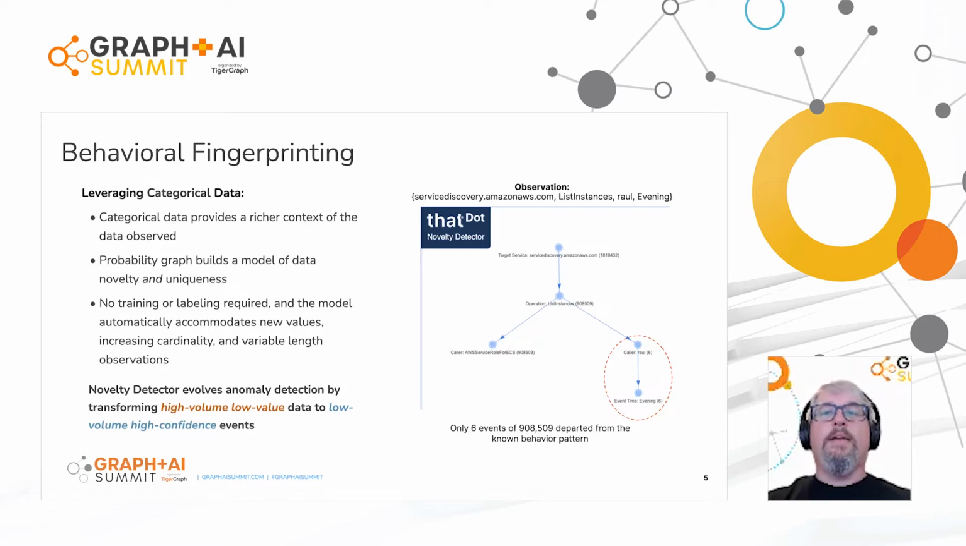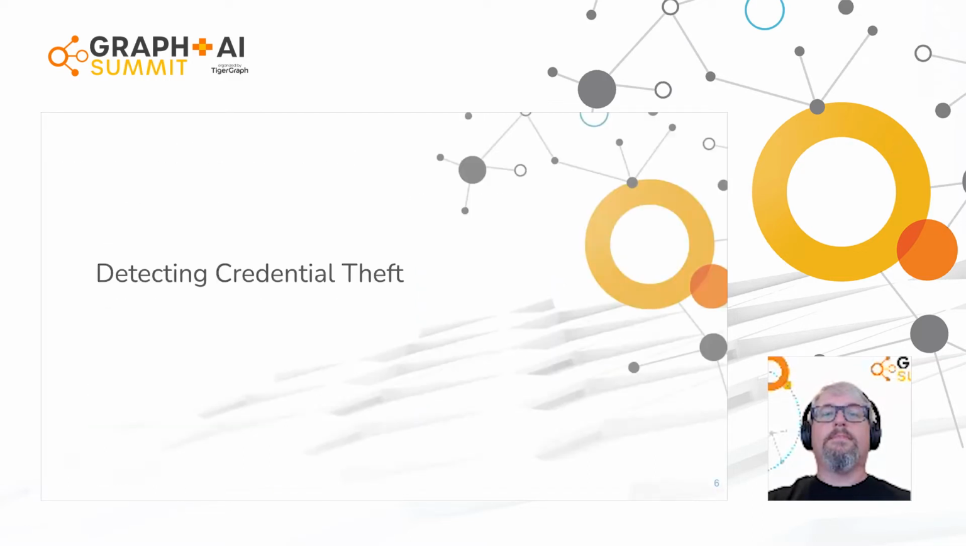This technique accommodates new types of values, large cardinality, and variable length observations. The model adapts as more observations enter the system. This allows novelty detector to turn high volume, low value data into streams of low volume, high confidence events. Let's run novelty detector through a scenario.